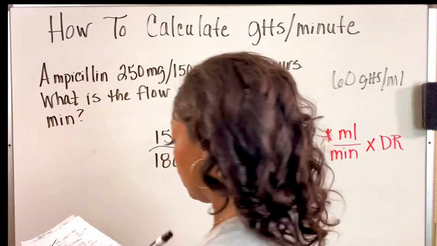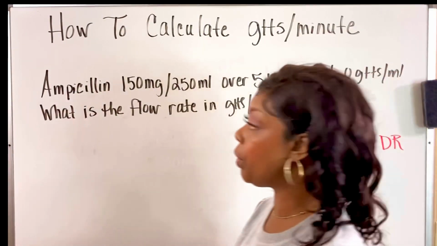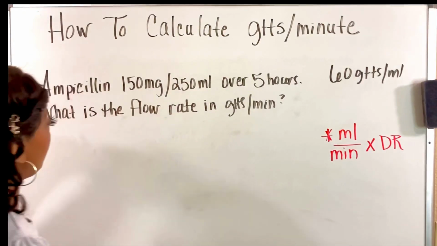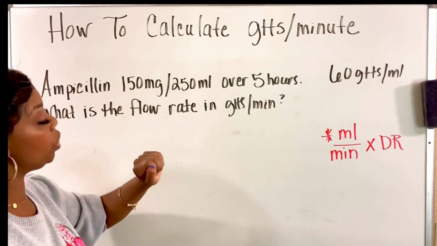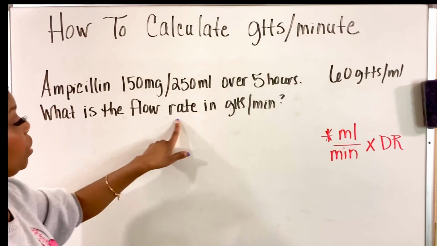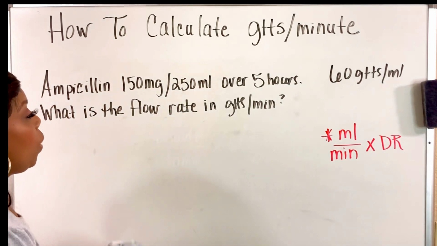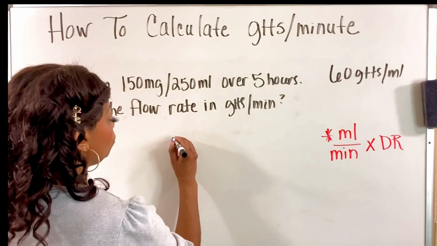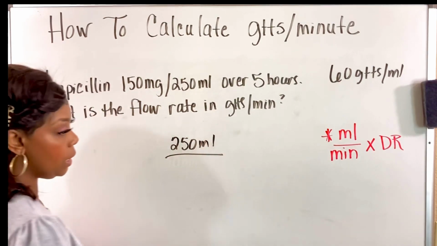All right, let's get into number 8. So we have ampicillin, 150 milligrams in 250 milliliters of fluid over 5 hours. What is the flow rate in drops per minute? Okay, so our total volume is 250 milliliters. Now we have to figure out how many minutes this is, okay?